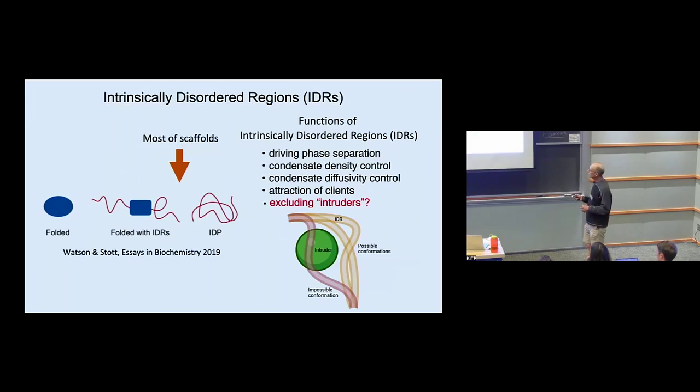But that means also that if you try to put something in the way of an IDR, like some intruder, you're taking away some of its conformations, you're reducing its entropy, and therefore you're creating a higher free energy as a result of that. And so there's a kind of free energy barrier, a free energy cost to putting the intruder in a place where the IDR would like to be. And so the question is, is that significant? Is the magnitude of that effect something we should care about?